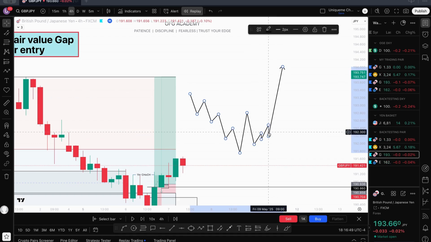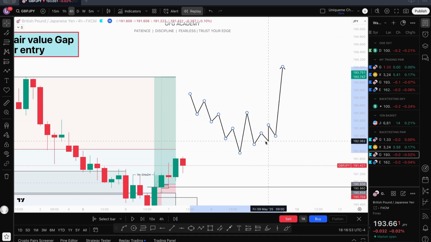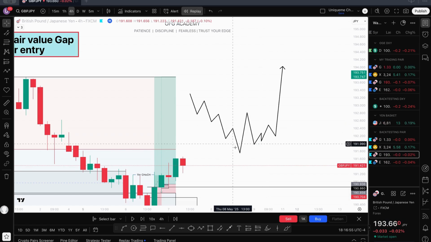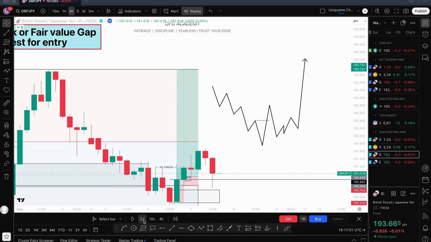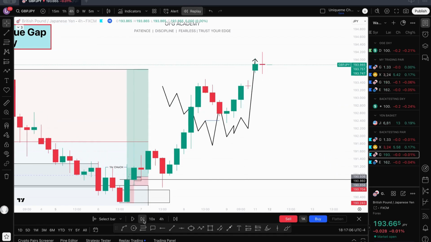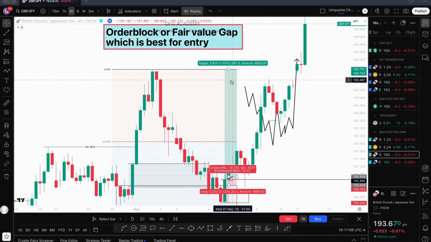I'm in the entry, I'm in a fair value gap on a higher time frame. But what will happen? I'll wait for what? In a lower time frame, a change of character, either in my order block or in my fair value gap. And let's see what happens. And price hits the profit.